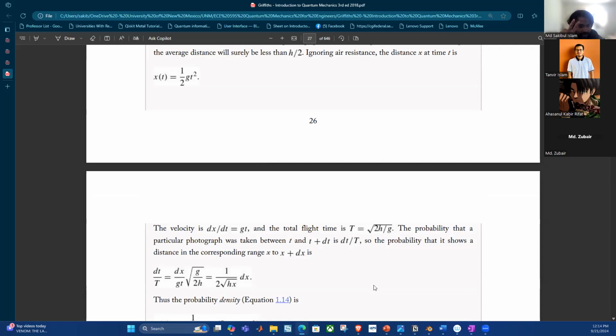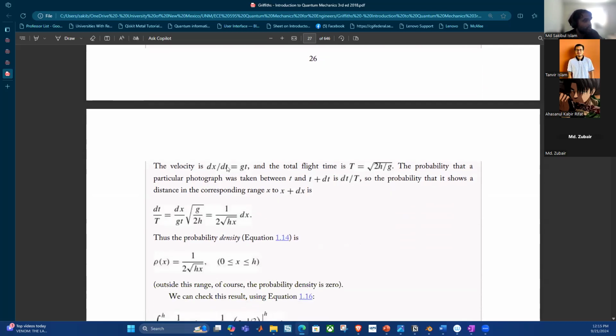So during the total time, that is my t, I have to find the probability that a particular photograph is taken. That means how we can find the probability of a particular time, that is in dt. That means dt in the numerator divided by the total, so dt over t. And what is the probability that the rock covered a distance dx?